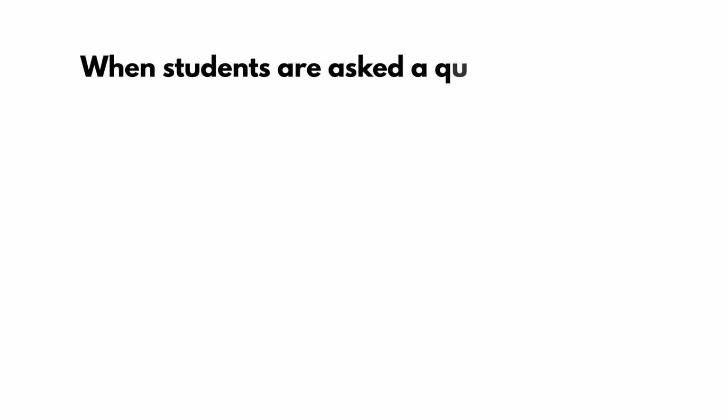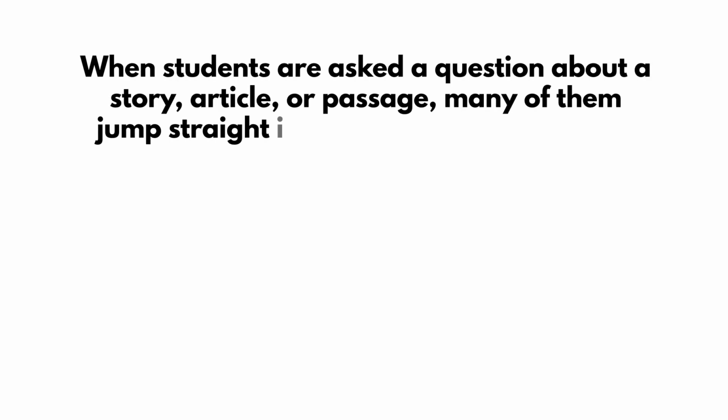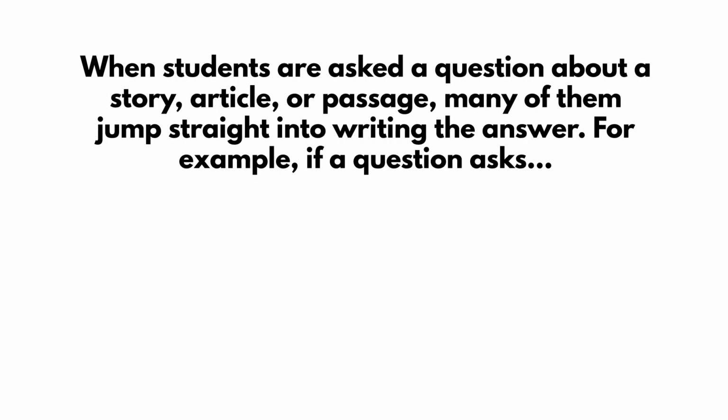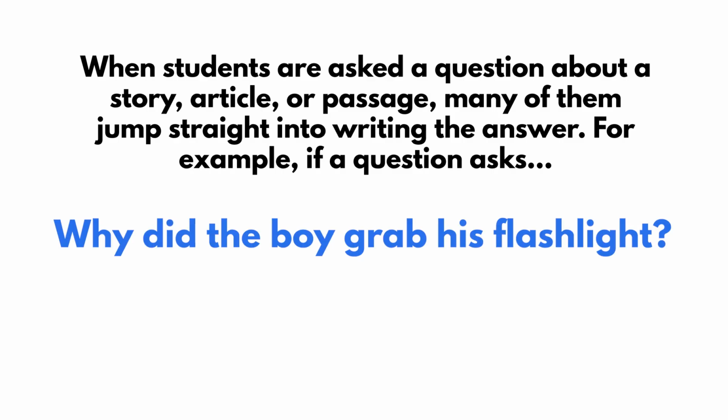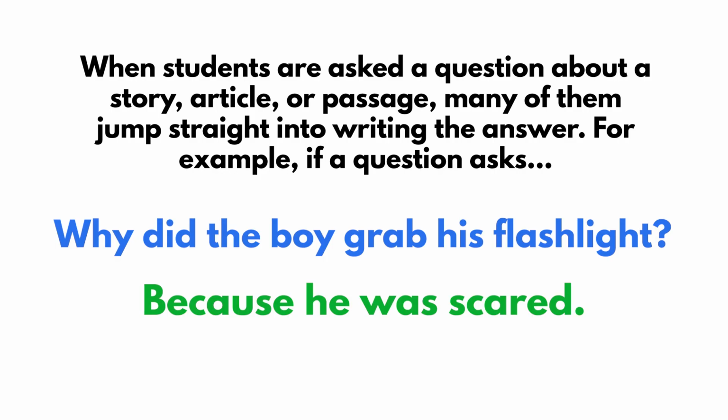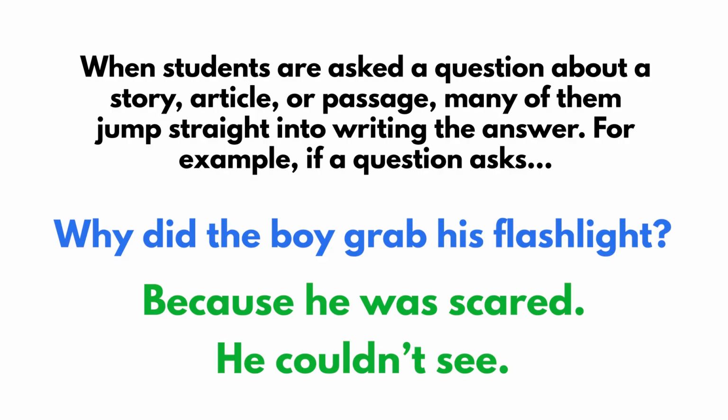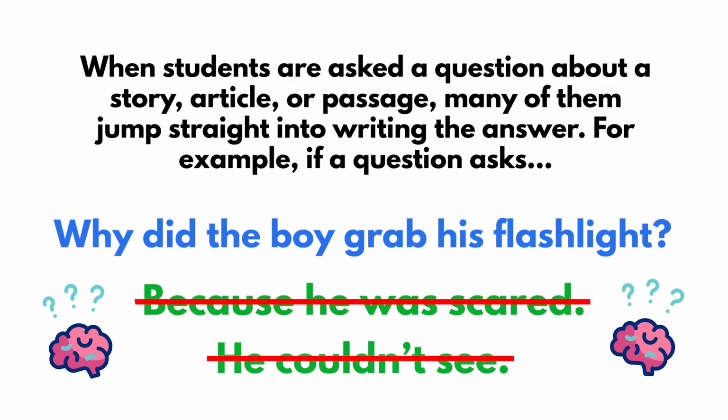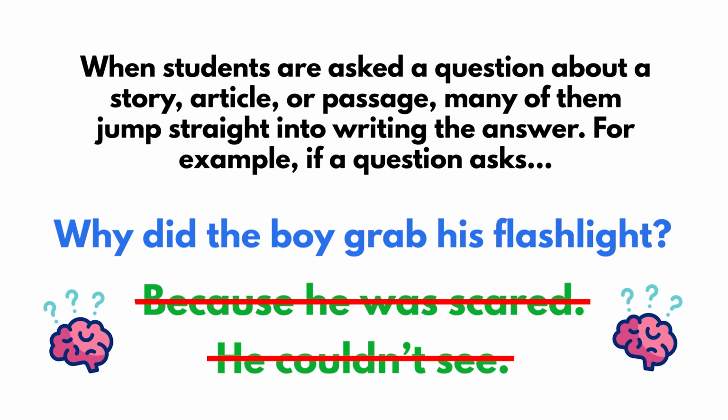When students are asked a question about a story, article, or passage, many of them jump straight into writing the answer. For example, if a question asks, "Why did the boy grab his flashlight?" Some students may simply write, "Because he was scared," or "He couldn't see." But if we read these sentences by themselves, they don't make sense. Out of context, we don't know what the question was or what they were talking about.